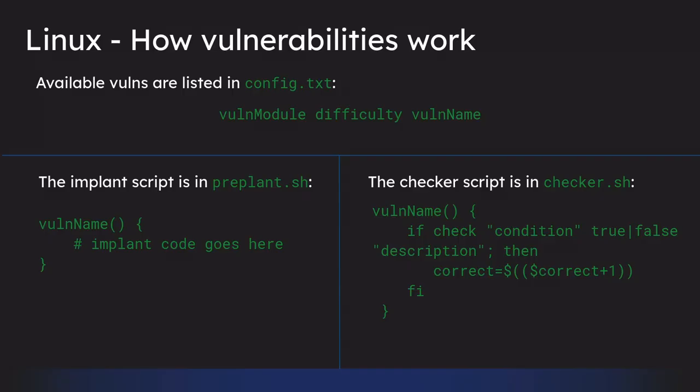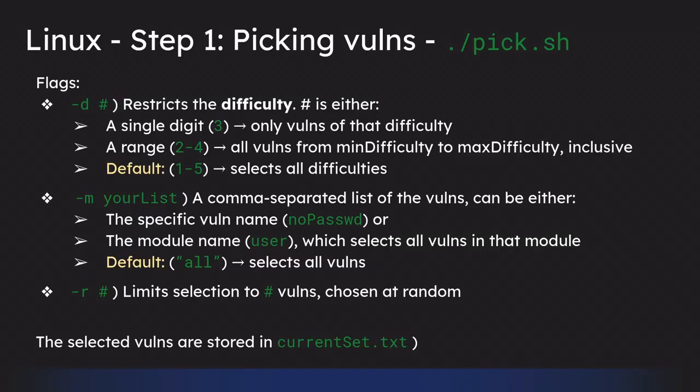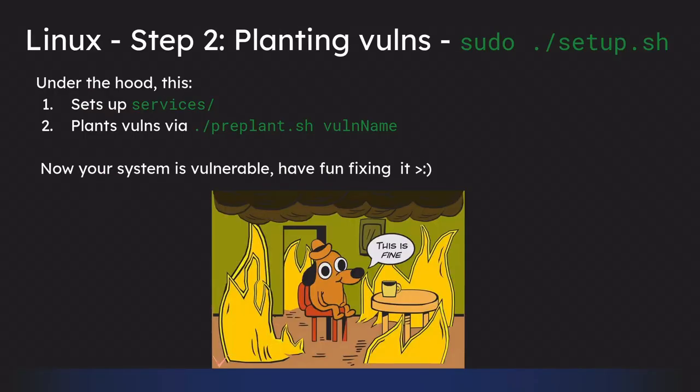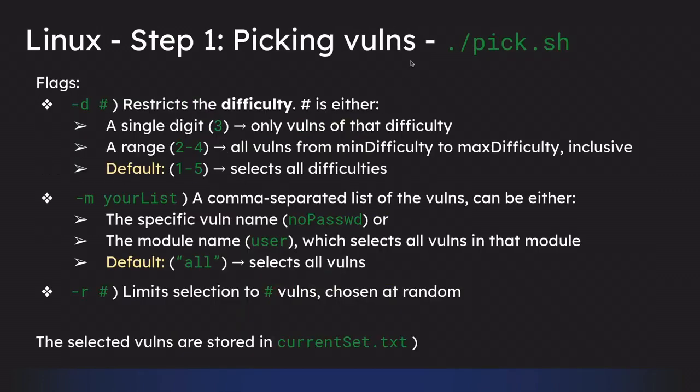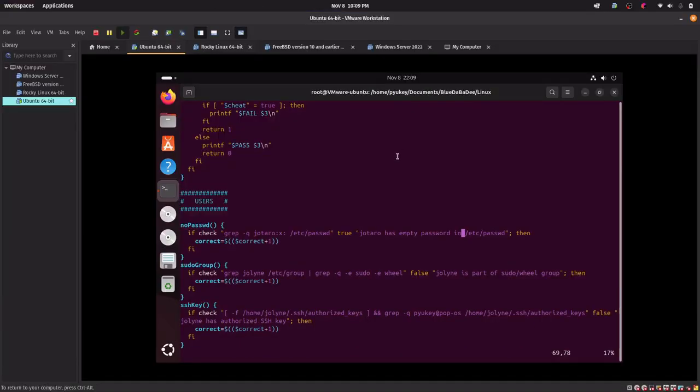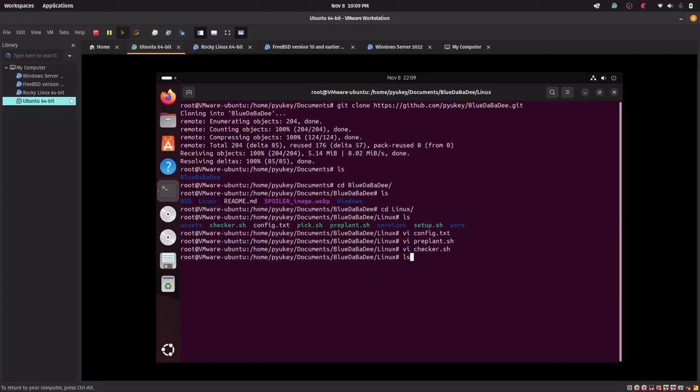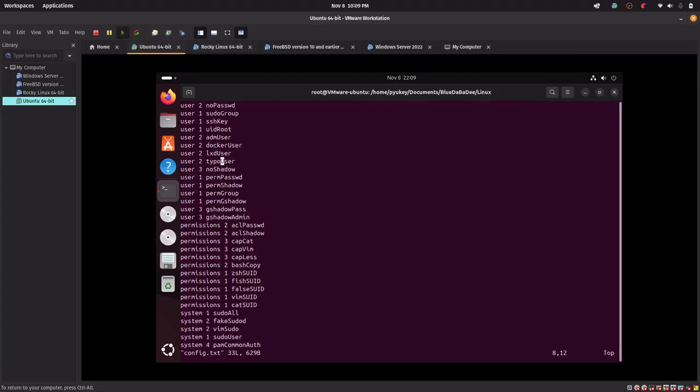Now let's talk about actually using this. So there's 3 steps on the Linux side. First, you pick which vulnerabilities you want, then you plant them, then you patch them. And you can see it's just 3 simple commands for you. First is picking it. So we saw that we had all of these different vulnerabilities in the config file.